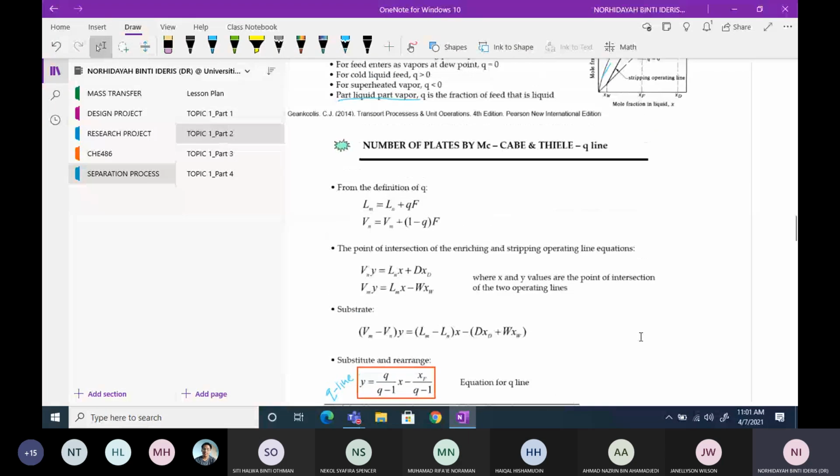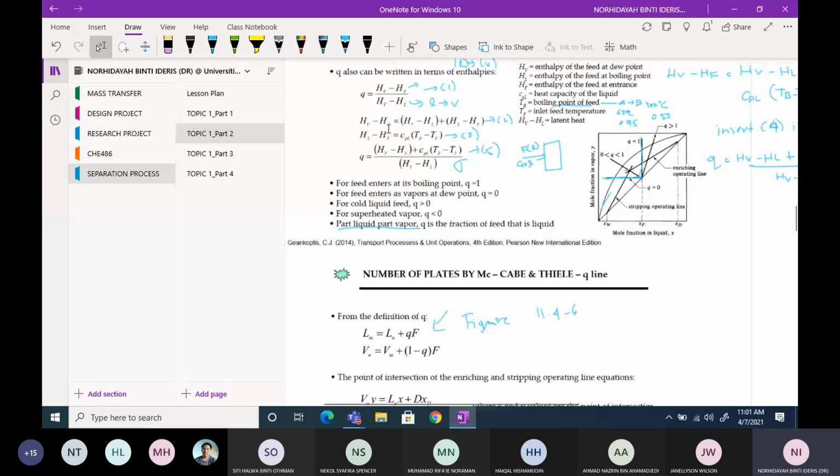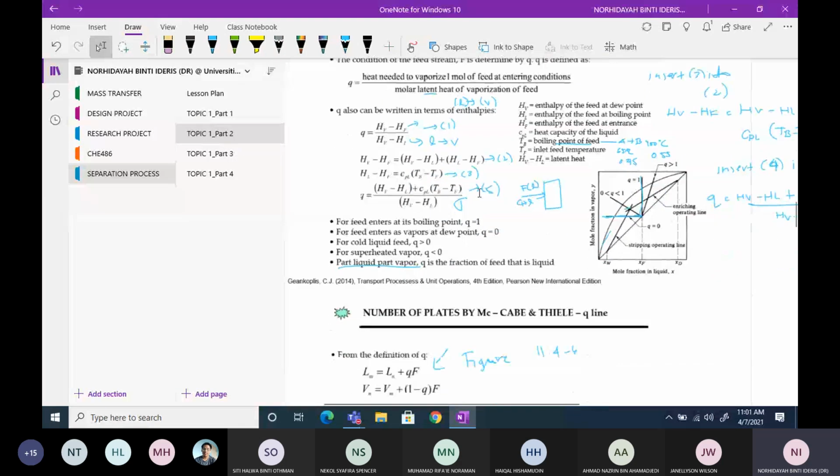Okay, so this equation is easy if you refer to figure 11.4-6 inside the book, because that sketch will make you understand about this equation. Okay, Lm is equal to Ln plus Qf. So Q here, instead of the definition that we have discussed before, this is the definition of Q, right? The heat needed over a molar length and everything.